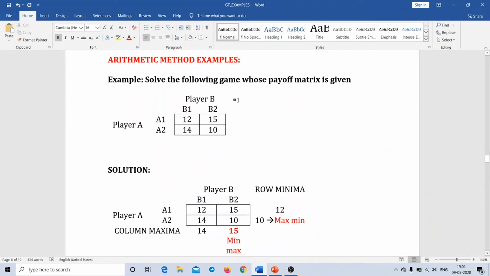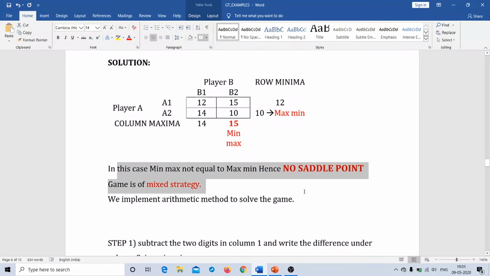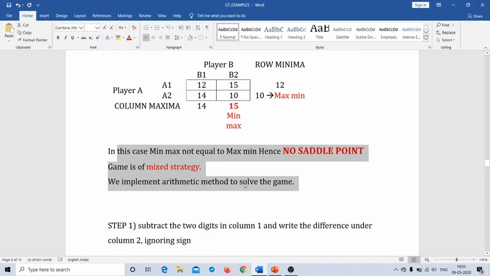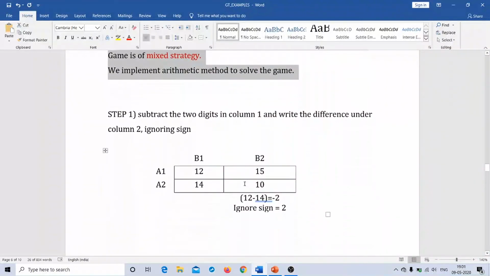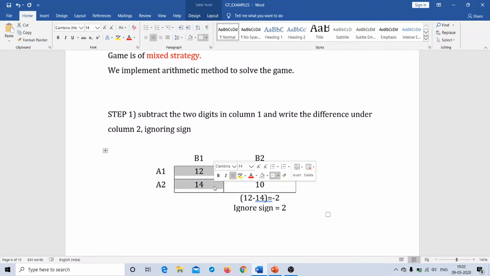Solve the following game with the help of the arithmetic method to find out the strategies and the value of the game. So I have this, right? And I conclude that this particular game also does not have a saddle point, and I use the arithmetic method. Now watch out very carefully. The first step says you subtract the two digits in column 1 and write the difference under column 2, ignoring the sign.